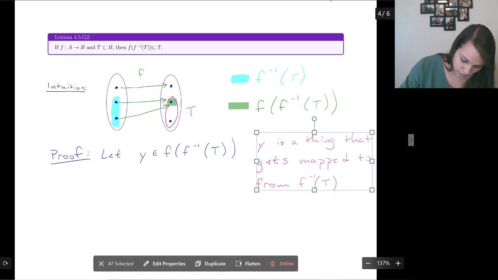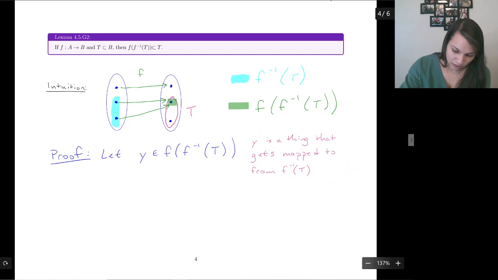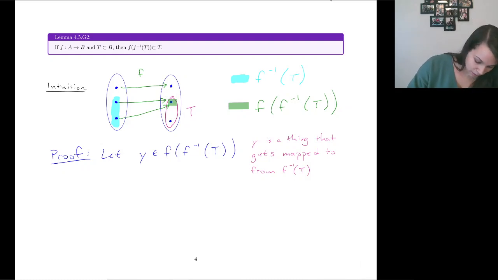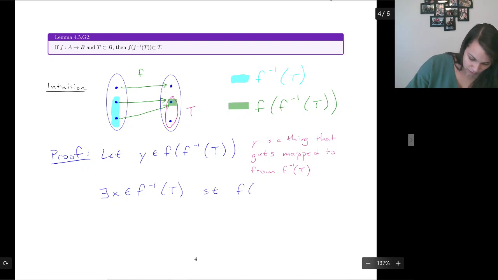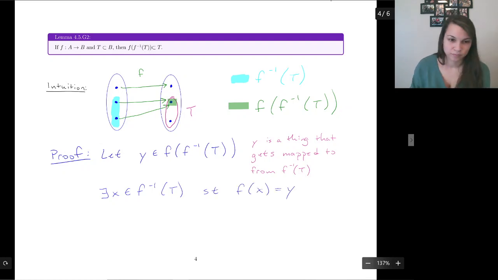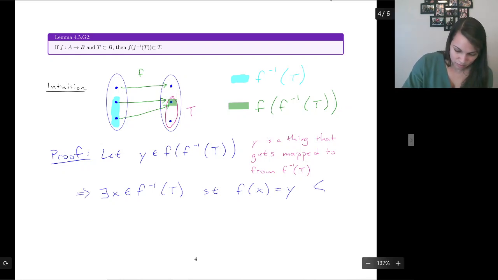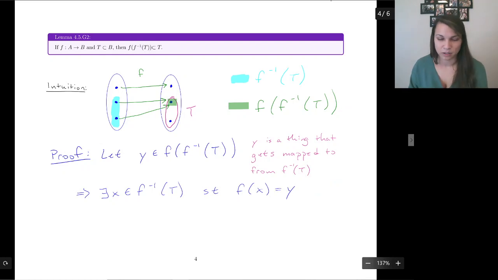Okay. So that means that since it's getting mapped to from this set, there has to be an element in that set that is mapping to it. There you go. So this pink turns into this line. That's what it means.